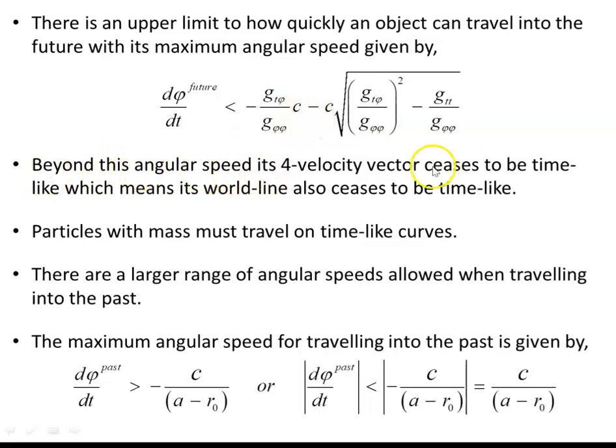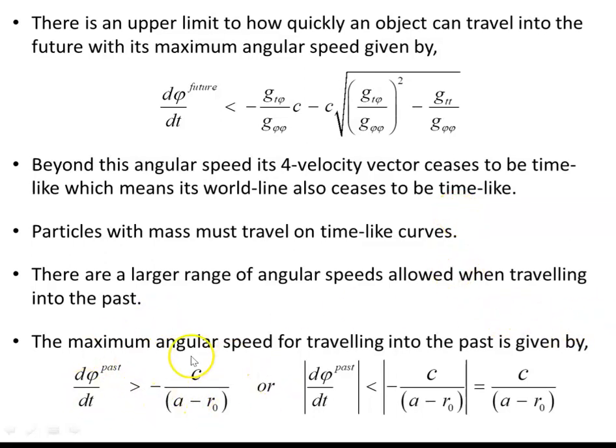Beyond this angular speed, its four-velocity vector ceases to be time-like, which means its world line also ceases to be time-like. And so those speeds there are not accessible to us, not accessible to objects with mass. Particles with mass must travel on time-like curves, but there is a larger range of angular speeds allowed when traveling into the past. Okay, the maximum angular speed for traveling into the past is given by this.